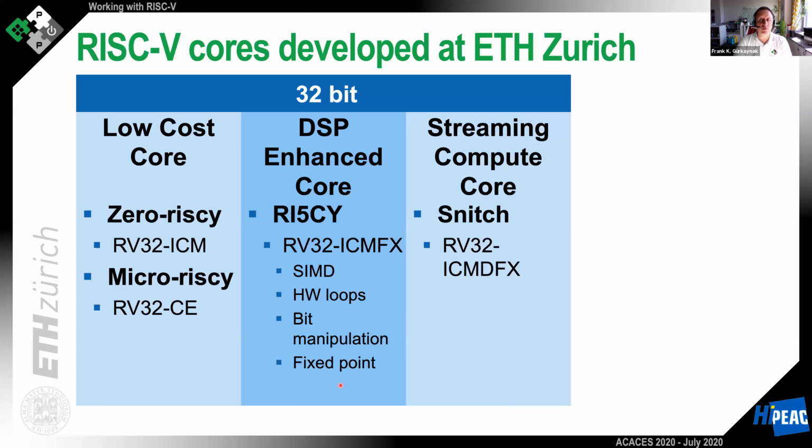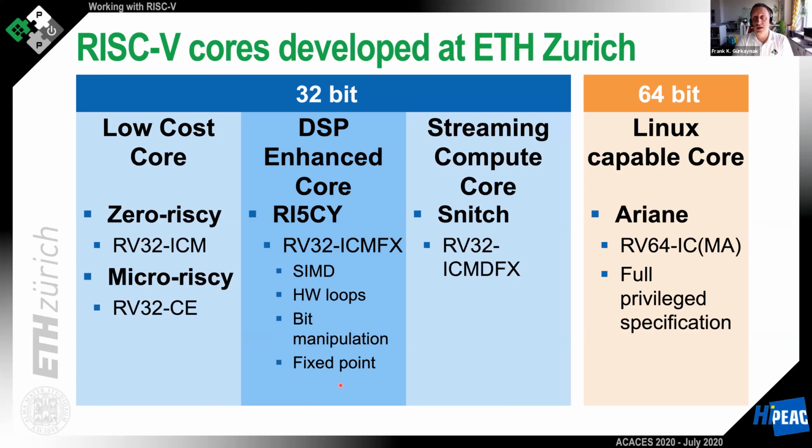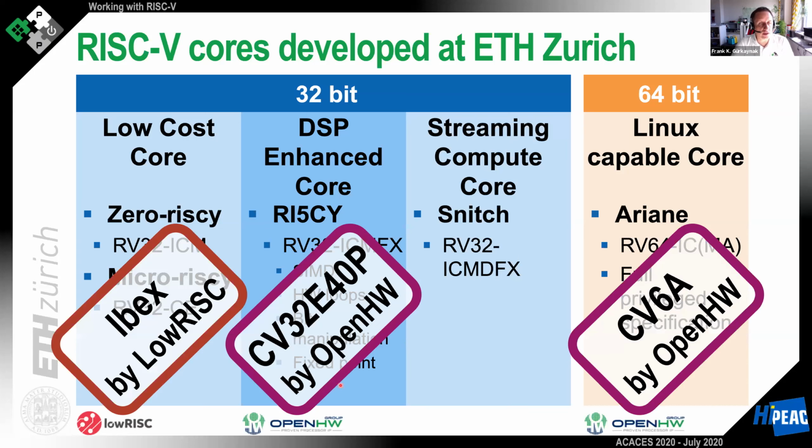And recently we've been working on what we call a streaming core called Snitch, which we will not talk about today. And later on in the next hour, Luca is going to talk about more advanced processors, namely Ariane, which is a Linux-capable core in 64 bits. Now, the good news is we developed these cores, and as you can see, only the newest one is still under our development. The others have been taken over by organizations.